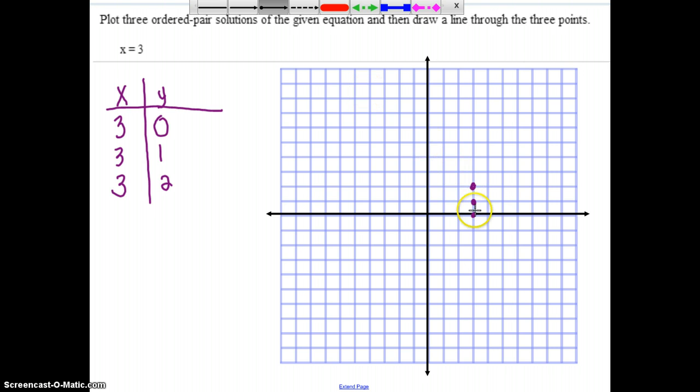I can now see on this one when I go to make the line, this is going to have to be a vertical line that runs up and down.